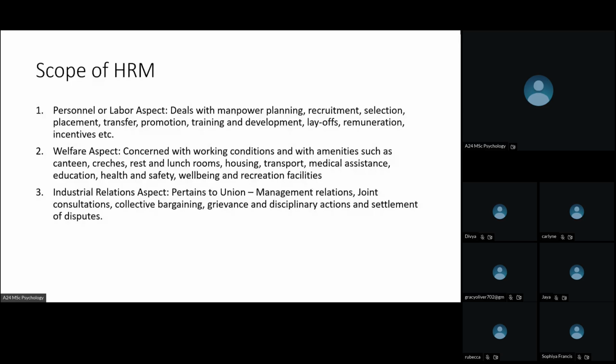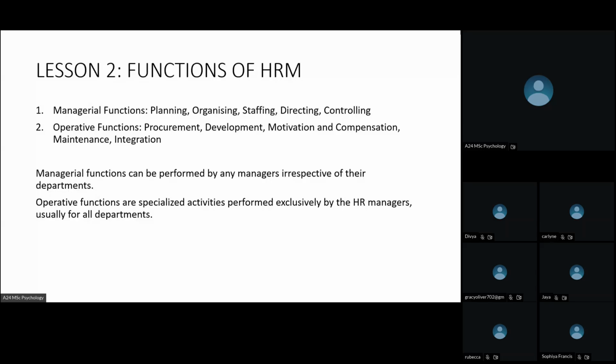And lesson 2 talks about what are the functions of human resources management. What do they actually do? That is what lesson 2 is discussing, and this is managerial functions. Let me go into detail. The functions of HRM are classified into two major things: one is managerial functions, and the second is operative functions. Managerial functions, as we discussed in the earlier definitions, are nothing but planning, organizing, staffing, directing, and controlling.